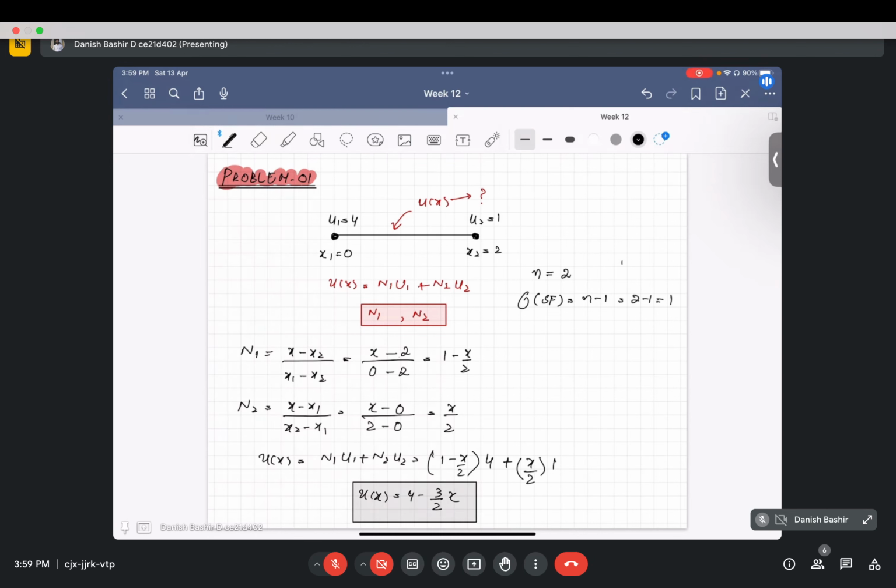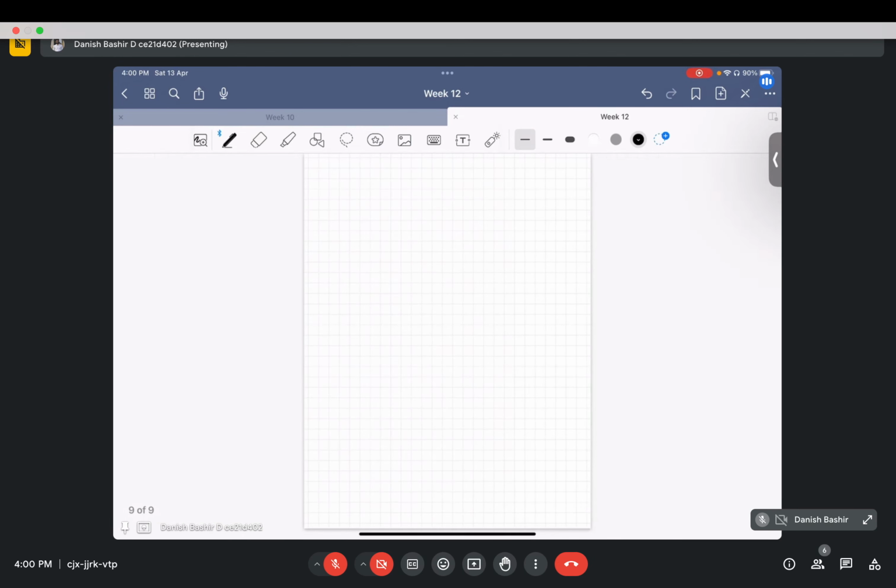So if you also plot the shape function, N1 will be like this. This will be N1 and this will be N2. This is x equals 0, x equals 2. And the maximum value of the shape function is 1. I hope you people got this point. Then we will move to one more problem.